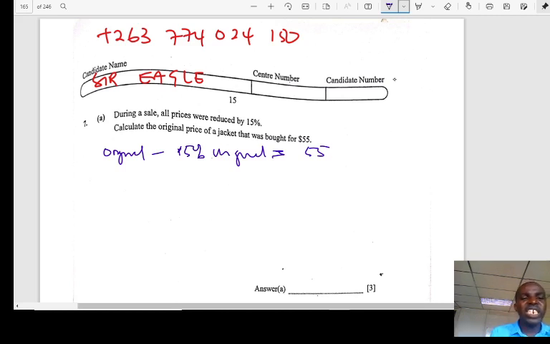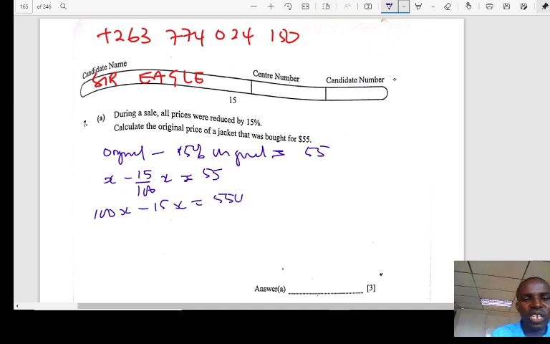So in this case, the original, we don't have it. So we can let it be x. So you say x minus 15%, which is 15 over 100 of x is equal to 55. Then using this equation, you can find your x. Multiply everything by 100. It will be 100x minus 15x is equal to 5500. Then here it will be 100 minus 15 is 85x is equal to 5500. Like this. Then you divide by 85 by 85.